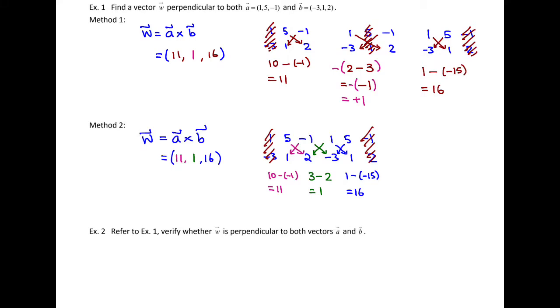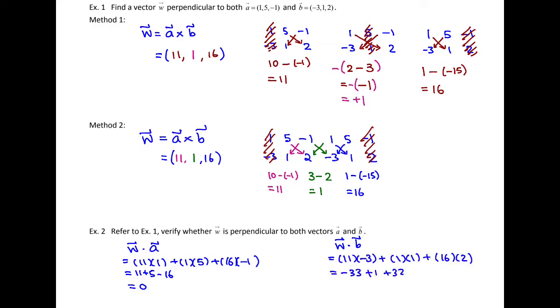Example 2, we want to verify the vector W is perpendicular to both vector A and B. Then we have to use the dot product. As long as the dot product equals 0, that means they are perpendicular. So we do vector W dot vector A. We multiply the X, multiply the Y, multiply the Z, add them all up, and you are going to get a 0. Once again, we do W dot vector B as well. Then we are also getting a 0. Therefore, we know vector W is perpendicular to both vector A and vector B.